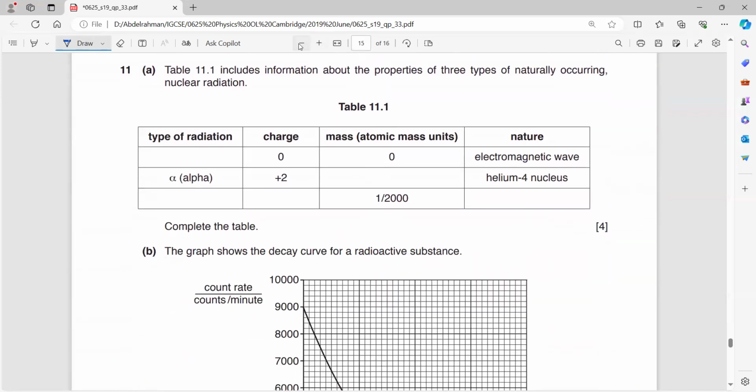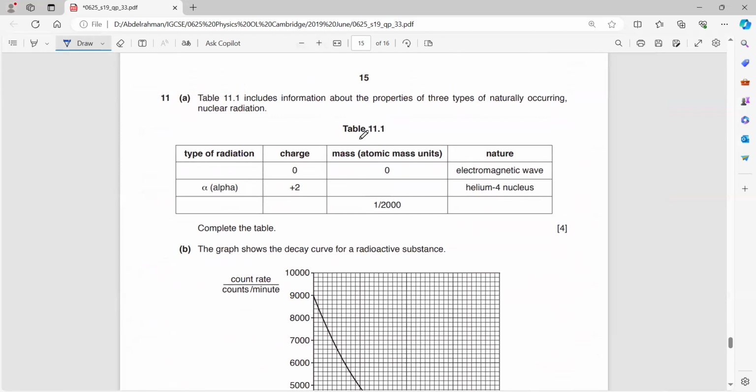Okay. Here I need to find the type of radiation which has a charge of 0, a mass of 0, and its nature is an electromagnetic wave. What is this type of radiation? Gamma. Gamma. Correct.